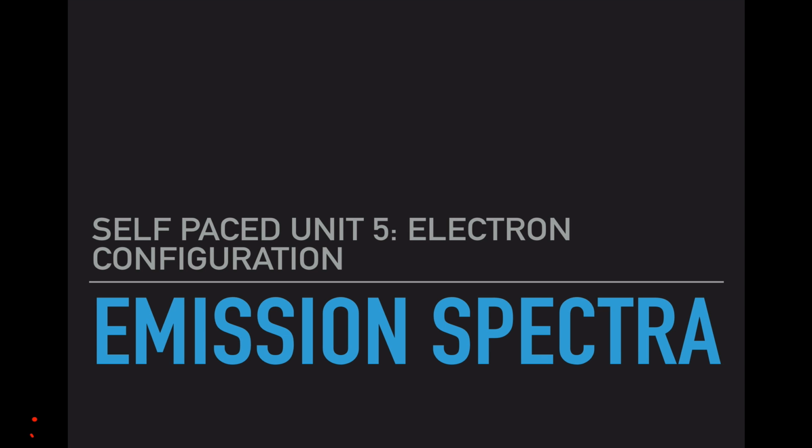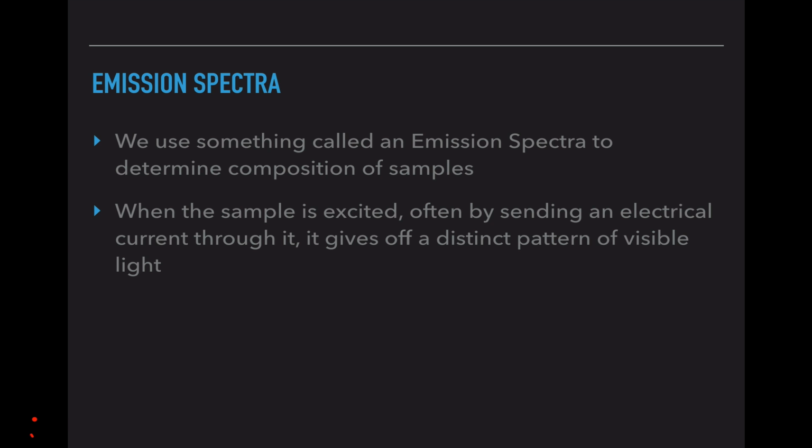Hey guys, today we're going to talk about emission spectra. So in the last video we talked about the different orbits and the different energy levels and how the electrons jump from the ground state to the excited state, and in order to do that they need energy to be put through them. And when they drop back down to the ground state, they release energy in the form of light. So emission spectra is that light, and we use it to determine composition of different samples of elements and substances.